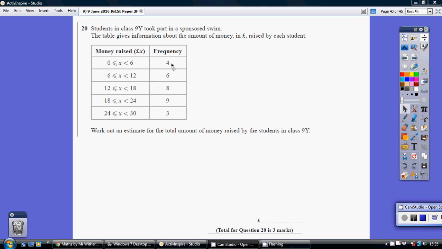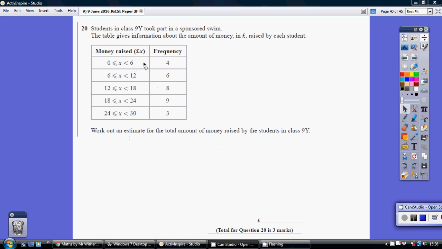We know 4 students raised between 0 and £6, but we don't know what they actually earned, it's somewhere between the two. Similarly, 6 people earned between £6 and £12 and so on. So the best we can do is make an estimate. We make an assumption. We're going to assume that all 4 of these students earned exactly halfway between 0 and £6. Similarly, we're going to assume that the 6 students here earned exactly halfway between 6 and 12.